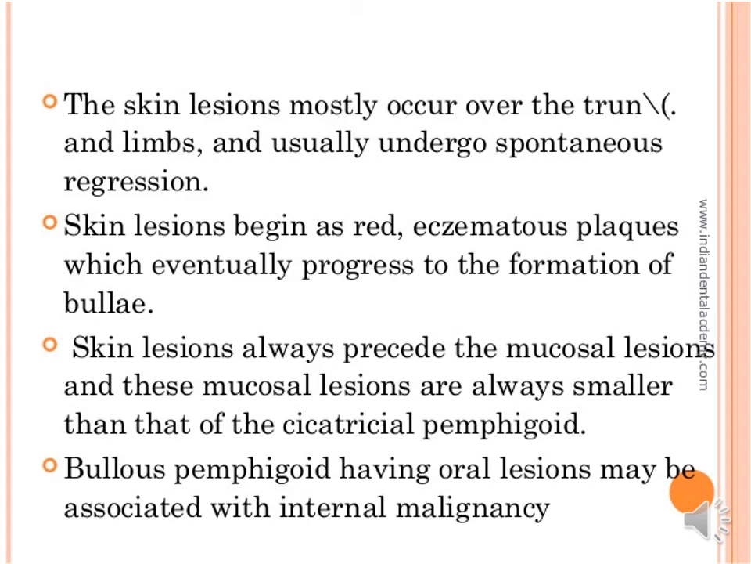Skin lesions begin as red eczematous plaques, which eventually progress to the formation of bulli. Skin lesions always precede the mucosal lesions, and these mucosal lesions are always smaller than those of cicatricial pemphigoid. Bullous pemphigoid having oral lesions may be associated with internal malignancy.